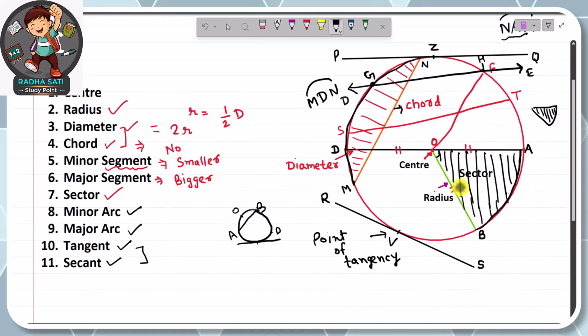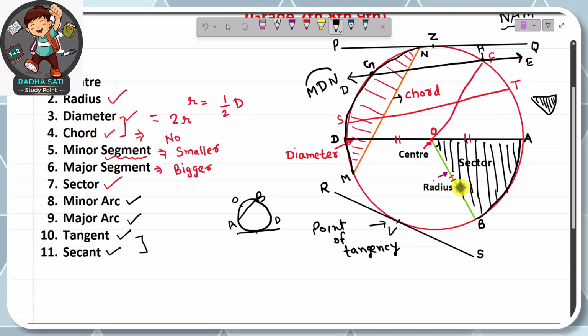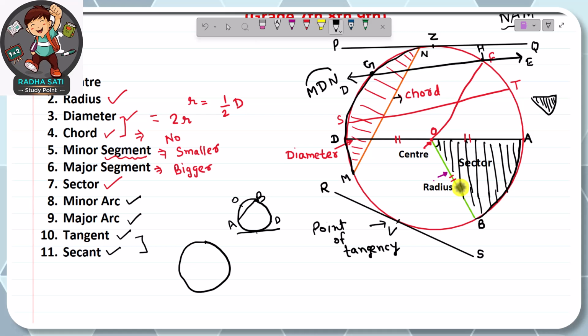So secant means, once again I am drawing here, take a circle. So this is a secant. A secant will always intersect the circle at two distinct points. And if I draw like this, let's name it L, this is our tangent. Tangent will touch at 1 point and secant will intersect at two distinct points.